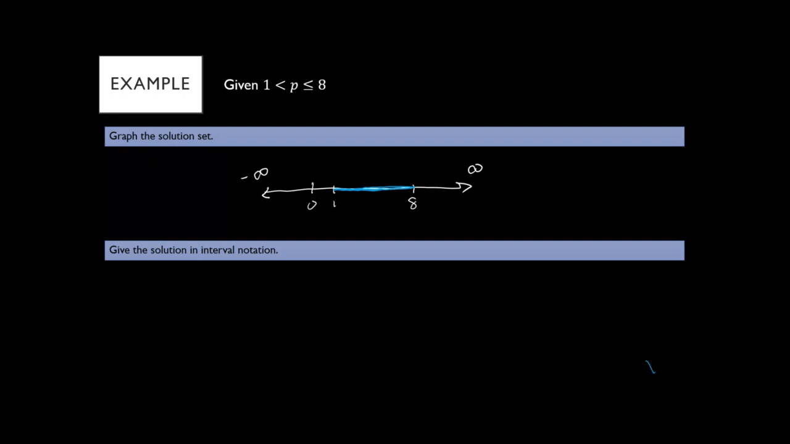At 1, we have 1 is less than p, so less than is a parenthesis facing the shading. And then we have p is less than or equal to 8, and the equal to is always a bracket. So I have a bracket at 8. Putting this in interval notation, at 1, on the left, we have a parenthesis, and then we stop shading at 8, and we have a bracket.